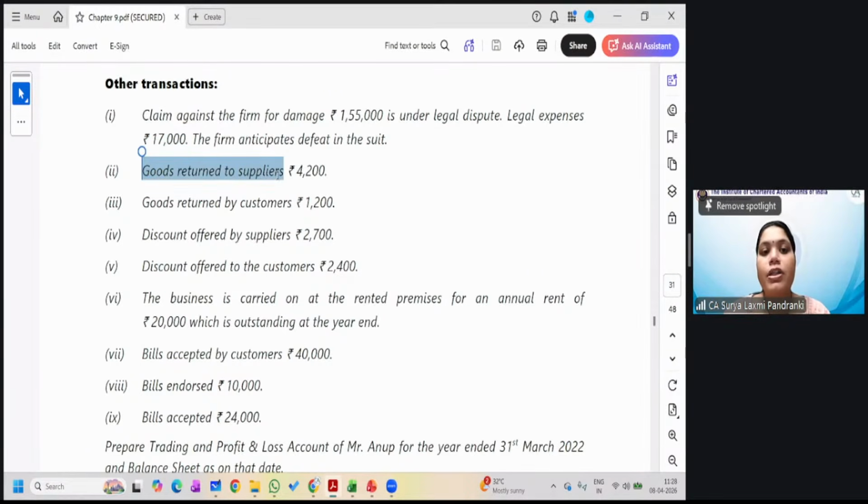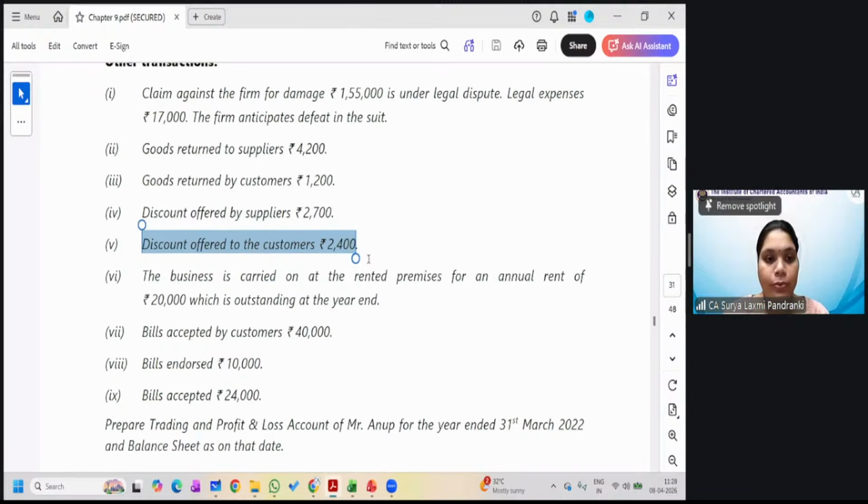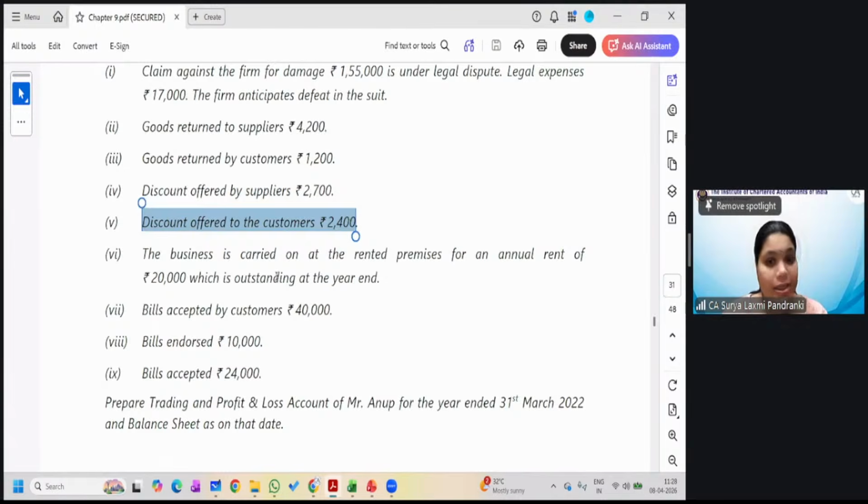Next, we have goods returned to suppliers, which are nothing but your purchase returns. Then you have sales returns also. Then you have discount offered by supplier. This will become an income to you. Discount offered to the customer will become an expense to you. And then you have the business is carried on at the rented premises for an annual rent of 20,000. It's outstanding. This is an outstanding rent that you have to pay. This will come in your P&L statement as well as your balance sheet as an outstanding rent. Both the adjustments have to be done.